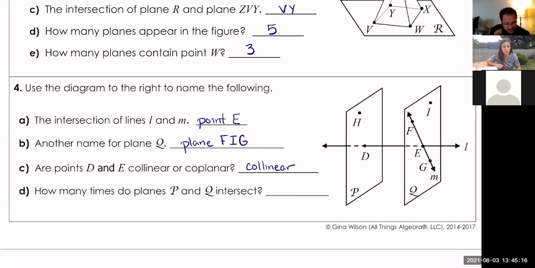How many times do planes P and Q intersect? 2. 2, where at? At E and D. Line L intersects the 2 planes at D and E, but look at the 2 planes P and Q. Do they intersect at all? No. They don't appear to be. And if I were guessing, I would say they may even be parallel planes. So I would say 0.